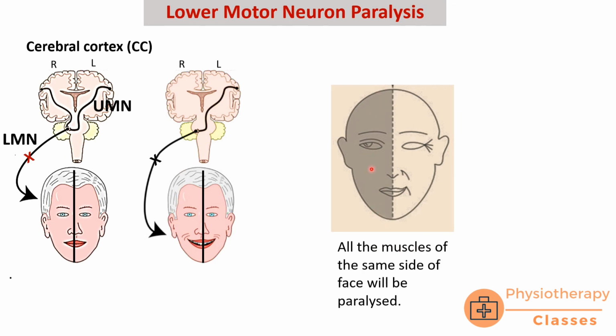There will be paralysis of all the muscles of the face on the same side. So two things you have to remember. First is, in lower motor neuron paralysis, which muscles are paralyzed? The same side, ipsilateral. Second, all the muscles, even the muscles in the upper part of the face as well as in the lower part of the face, will be paralyzed.